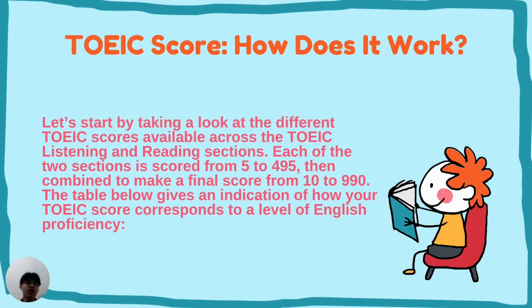Okay, next slide. TOEIC score, how does it work? In the TOEIC score, there are 2 sections. Each comes from 5 to 495 points, then combined to make a final score from 10 to 990 points. So in the next slide, I'm going to show you how the points work. But before that, let me show you what is in the test.